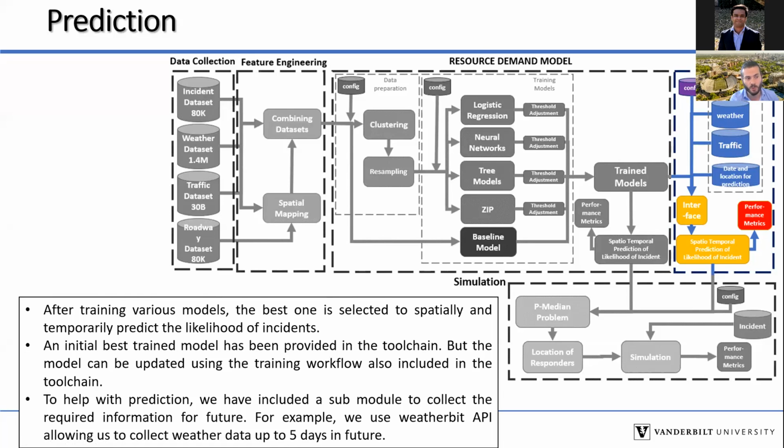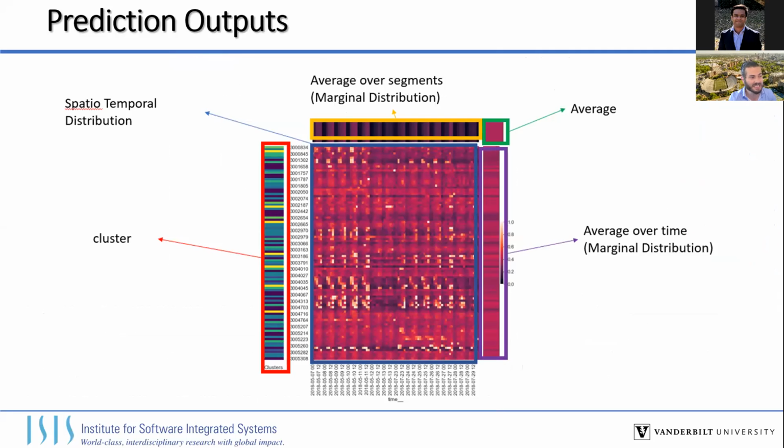Then we have a prediction module. This prediction module technically tries to collect the data, for example, the weather data from the future, and uses the trained model to predict the dangerous segments in the future. So this is a way of presenting the prediction data. On the x-axis, you see the time. So for example, here we have a 4-hour time resolution, which we are trying to predict the likelihood of accident.